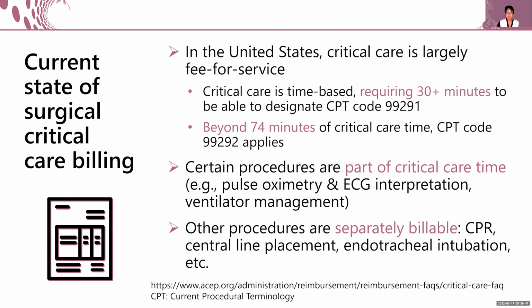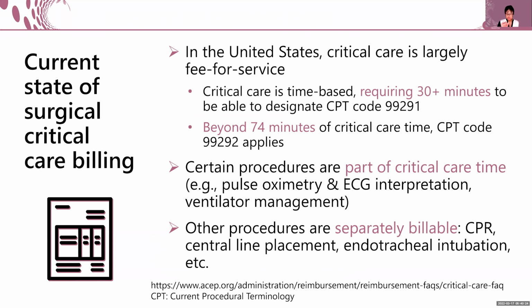In the US, critical care right now is largely fee for service. What that means is that the institution is reimbursed based on the actual care that's delivered. And critical care is a little bit unusual in that that reimbursement is time-based. So you have to have at least 30 minutes of qualified critical care time delivered to a patient who requires critical care to be able to designate that CPT code of 99291. CPT here stands for current procedural technology, and it's a way to talk about reimbursement for critical care.